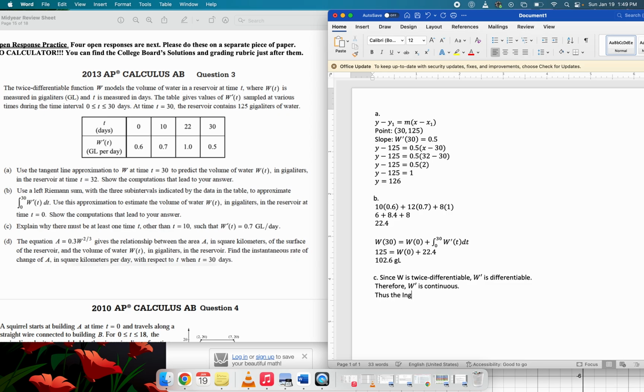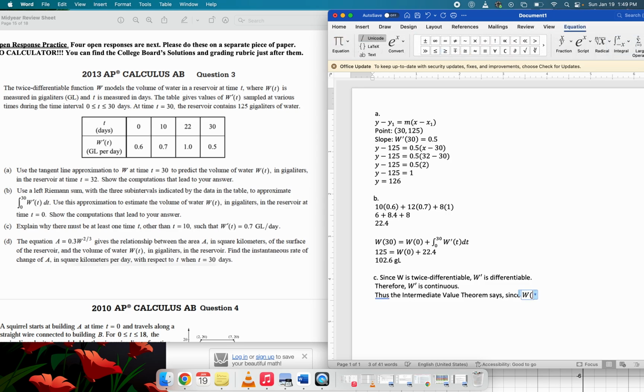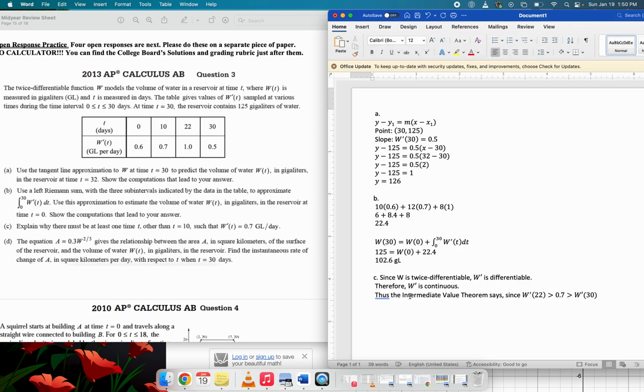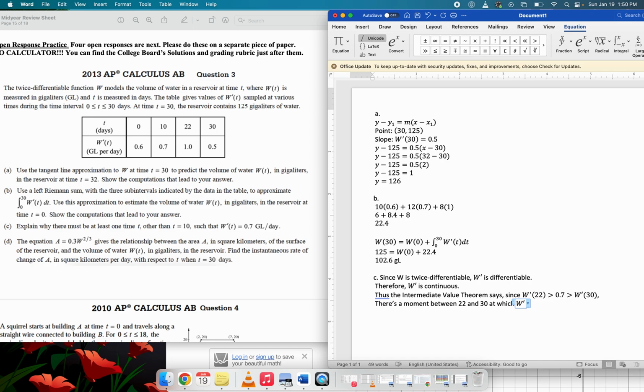Thus, the intermediate value theorem says there's a moment, well, it says since W prime of 22 is greater than 0.7, which is greater than W prime of 30. In other words, because 0.7 is an intermediate value between those two values of W prime, there's a moment between 22 and 30 at which W prime is equal to 0.7. Okay, so that's C.